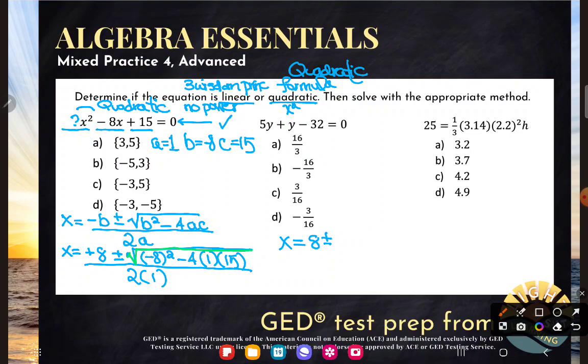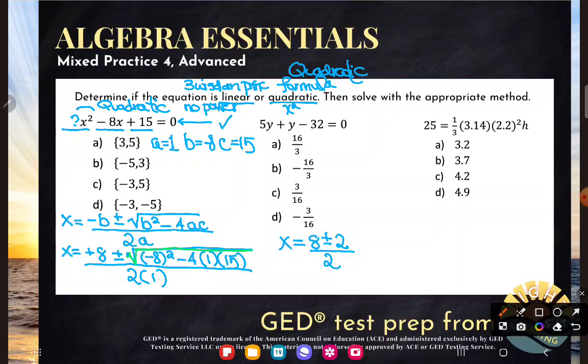of, open up parentheses, even in your calculator, you need those parentheses. Negative 8, close the parentheses, square it, minus, use minus, not negative, 4, open up a parentheses, 1, close, open, 15, close. And that whole funky thing comes to 2. And simplifying the bottom of my fraction, 2 times 1 is 2.